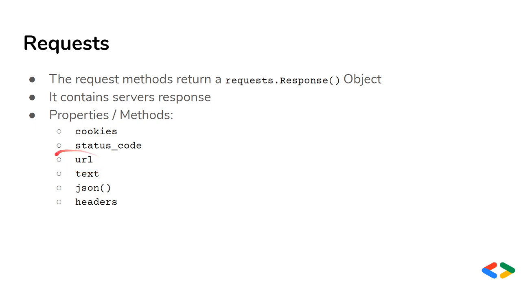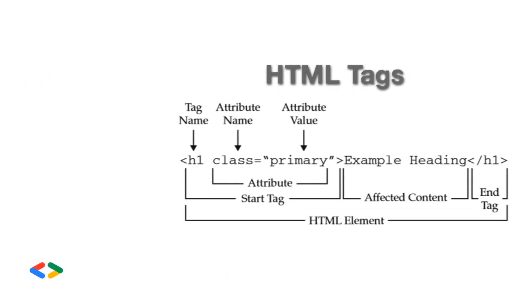Then you will have URL, of course, the URL to which you made the request. Then you will have text, which is the HTML document, whatever the server returns, and you can get it using text. JSON is a format of data that we are not concerned with right now while doing web scraping. And headers are the parts of information that you can also get from the response object.